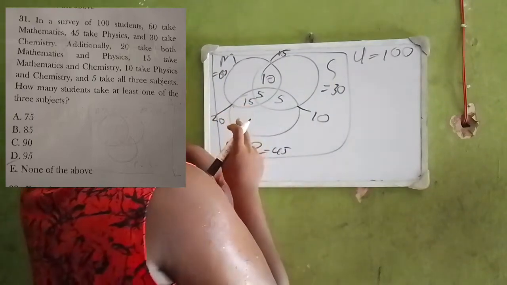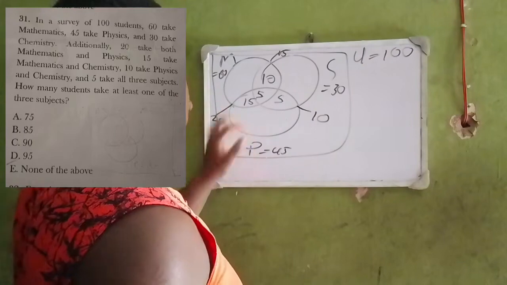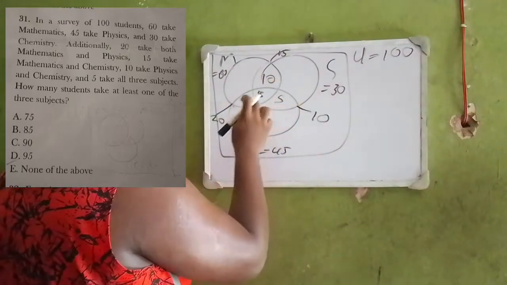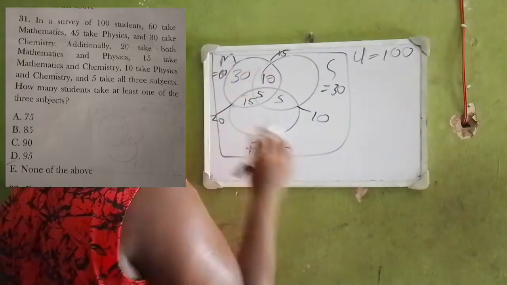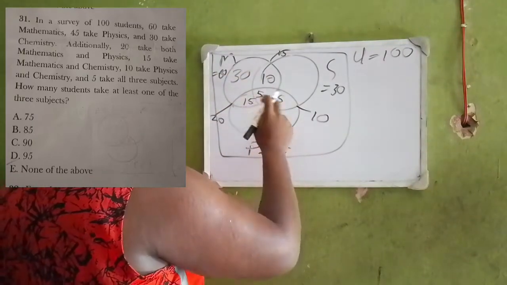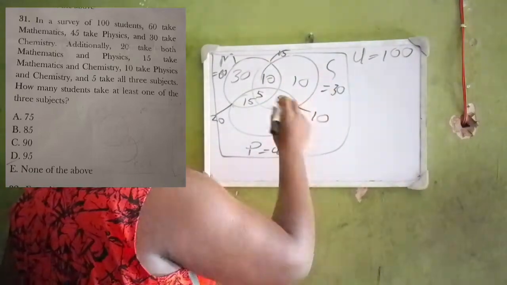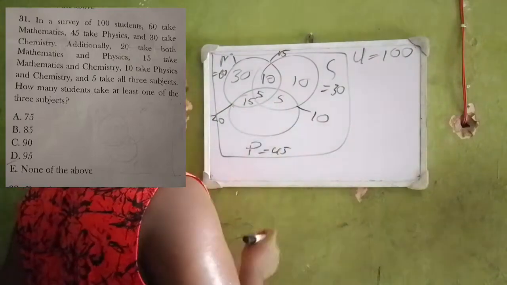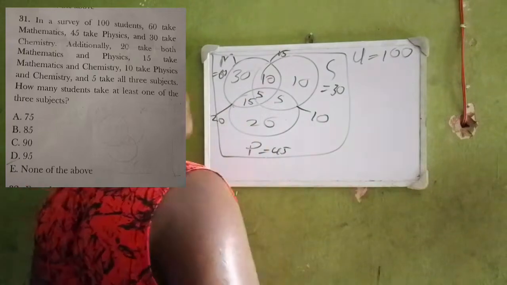Okay? The next thing we can find now is how many take each of these subjects only. Let's just do 10 plus 5, that's 15, plus 15, that's 30. 60 minus 30 is 30, so 30 take maths only. 10 plus 5 is 15, plus 5 is 20. 30 minus 20 is 10, so 10 take chemistry only. 15 plus 5 is 20, plus 5 is 25. 45 minus 25 is 20, so 20 take physics only.